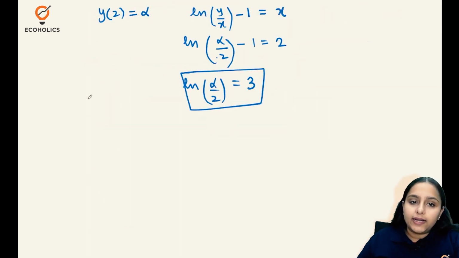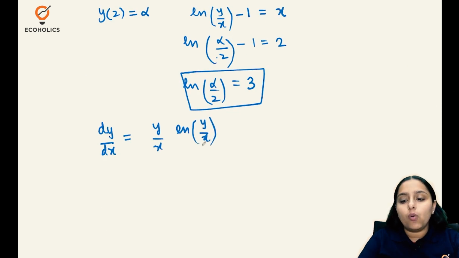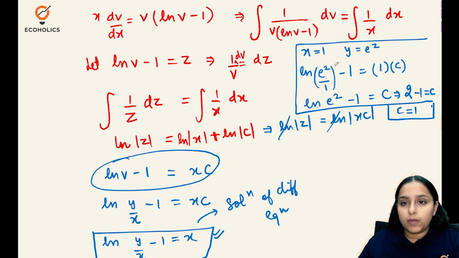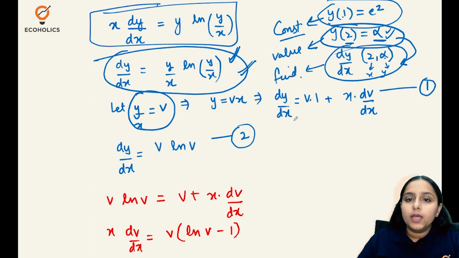So writing this ahead will give me dy by dx. I'm just writing the same equation: y by x log y by x. So the only thing you have to keep in mind is that this initial condition will help us find the constant of integration, whereas this initial condition will give us some value for finding this value. But any which way, we have to come to this point.